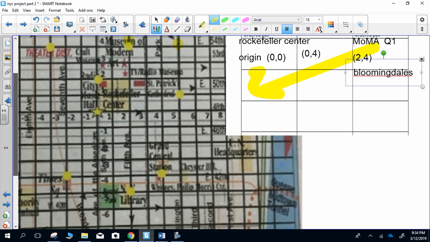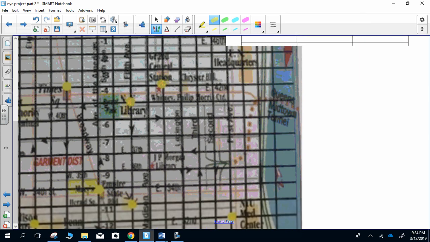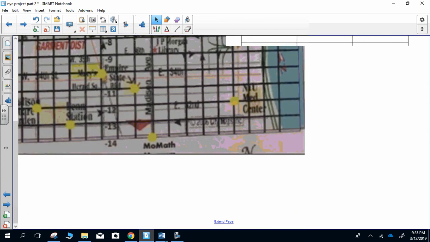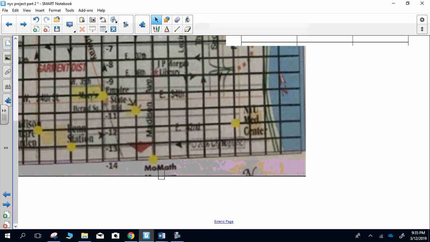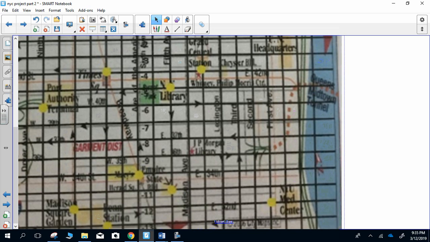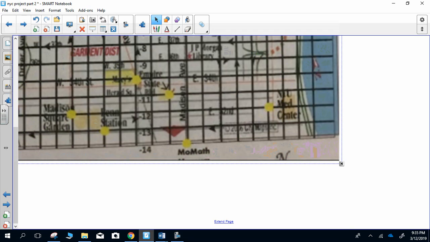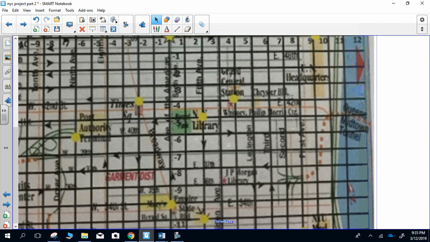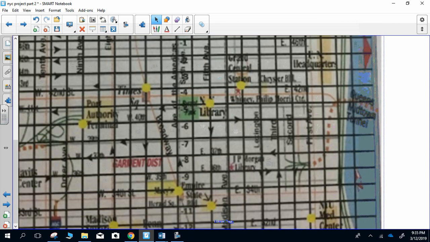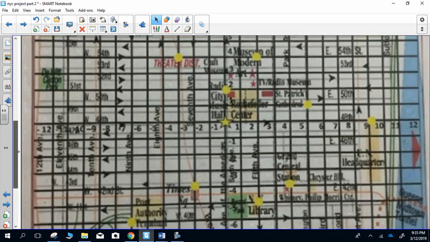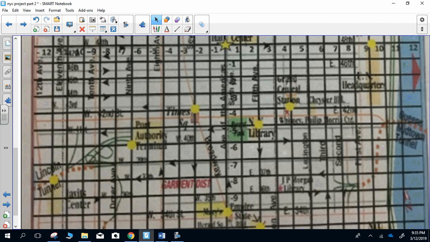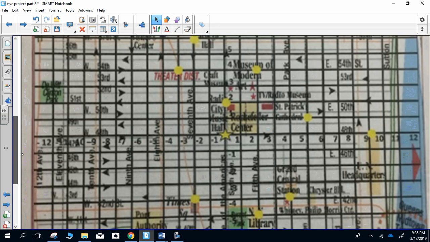So remember, you have to go all the way around the city. The Museum of Math is all the way here at the bottom of the map. It is at, golly, 2, -14. So is that 2? Yeah, because that's the y-axis. So 2, -14. Empire State Building is down here too. Here's the library. Here's Grand Central Station. Okay, the Lincoln Tunnel's over here. Like I said, Grand Central Station's here.